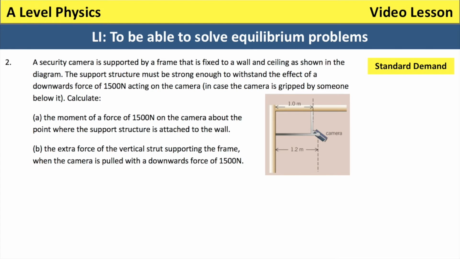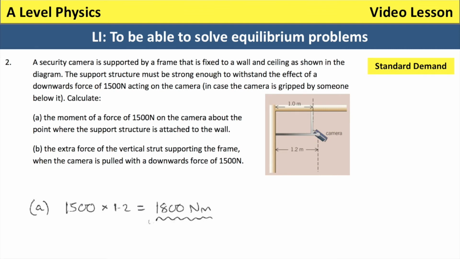We've been asked to calculate the moment of a force of 1,500 newtons on the camera about the point where the support structure is attached to the wall. Moment is obviously force multiplied by the perpendicular distance from it. We'll assume that that 1,500 newton force is acting perfectly downwards, so we just do 1,500 times 1.2, which gives us 1,800. Of course, include the unit of newton meters.